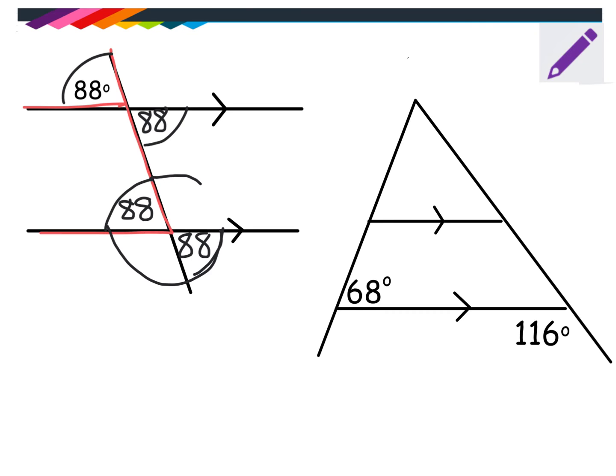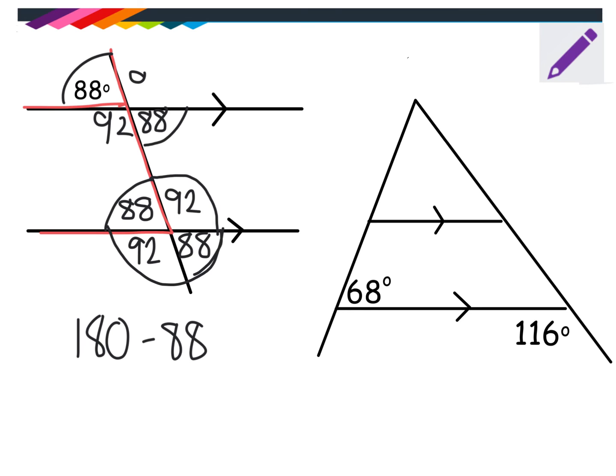Or I could look at this one here and think, right, what makes 88 up to 180? So 180, take away 88. Well, if I take away 80, I'm at 100. Take away another 8 leaves me 92. So all these missing angles in this diagram are 92. So really, all I had to do there was one sum, and it was taken away from 180.